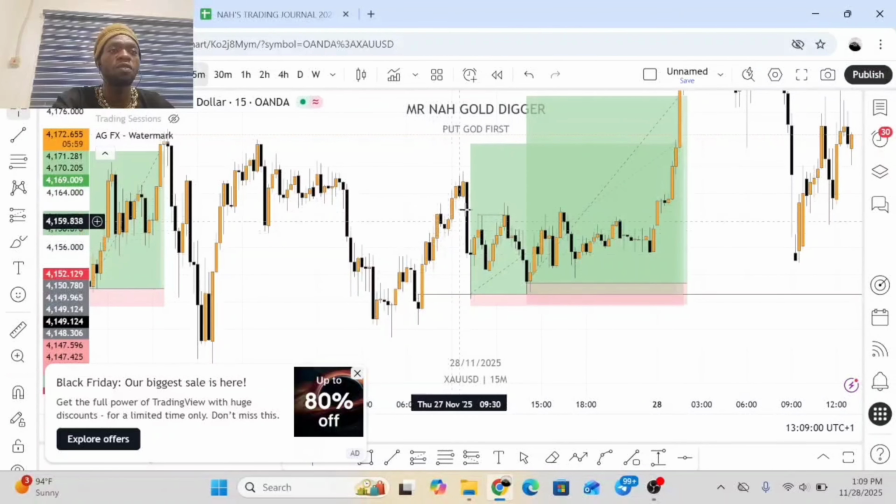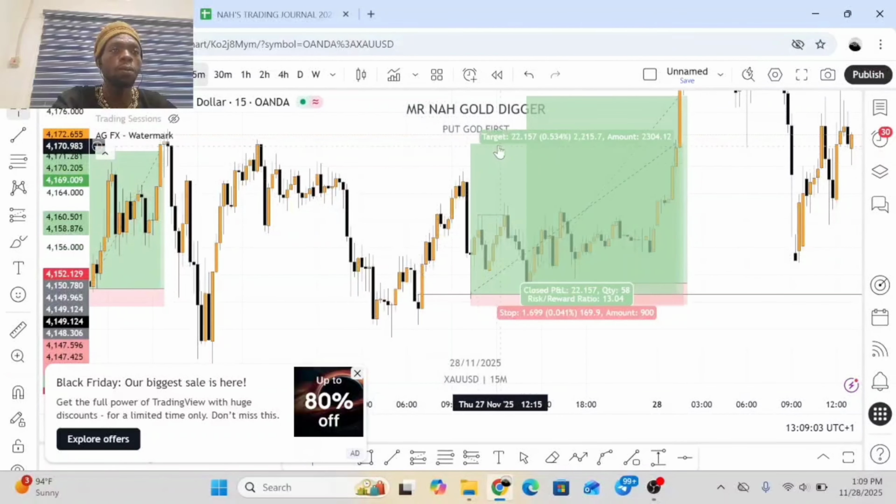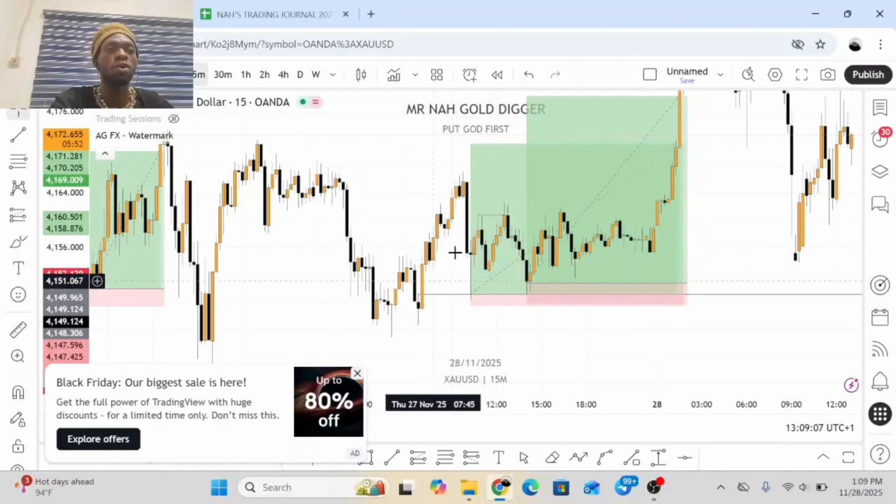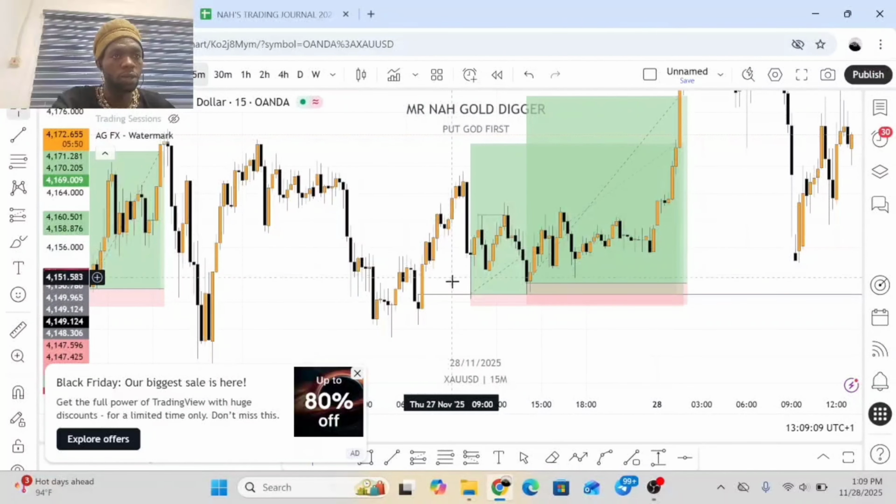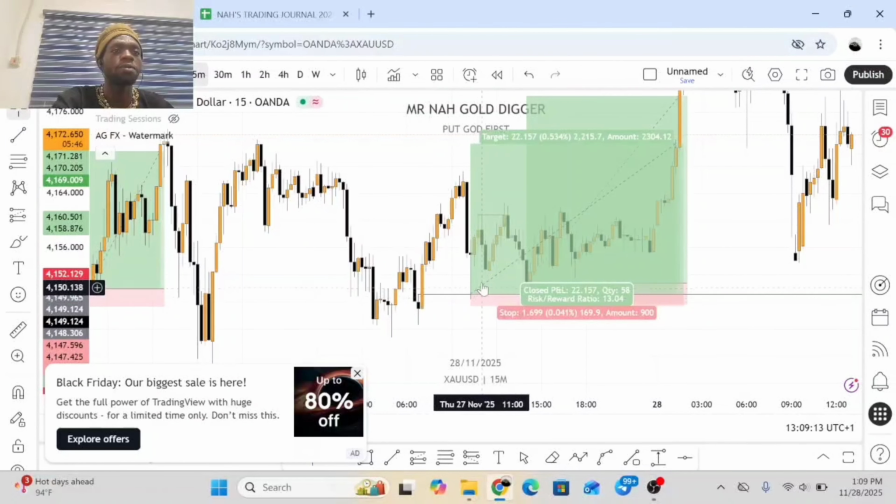You know for a fact that the market cannot just go up. It has to pull back and sweep more liquidity before going to its original direction. So immediately the market retests this order block here, that's when I entered for my buy trade, my first position. And if you see, immediately price mitigated the order block, it started pushing to the upside.